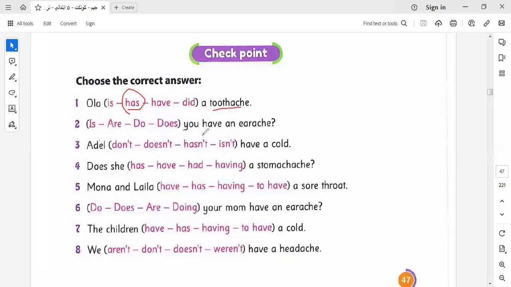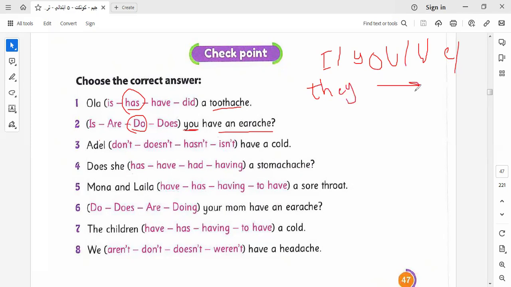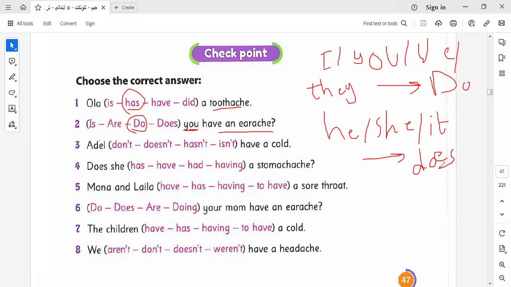"Is, are, do, does. You have an earache." So it will be "do": "Do you have". Because "you" takes "do". We have I, you, we, they taking "do", and he, she, it take what? They take "does". Let's continue the rest of the exercise.